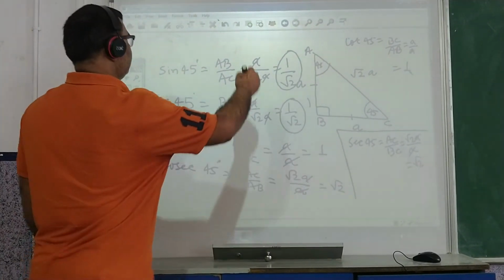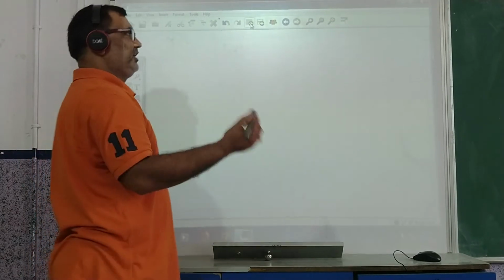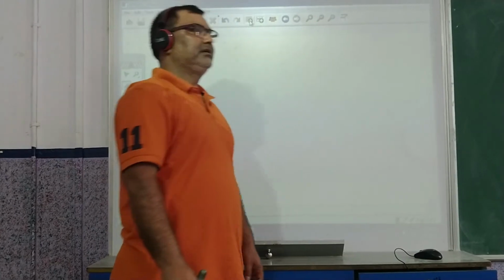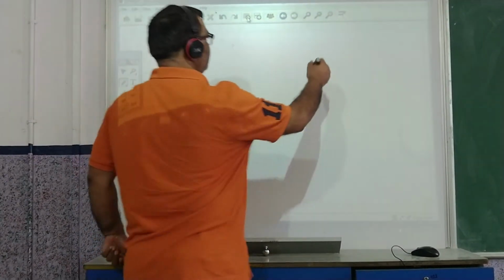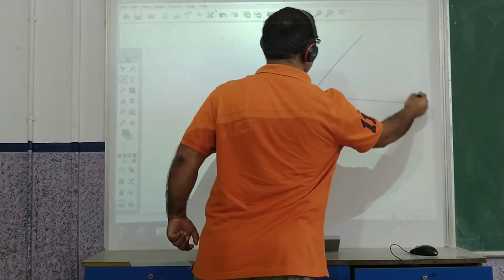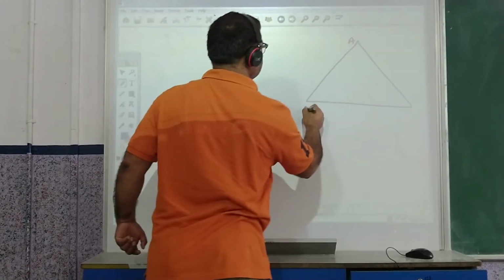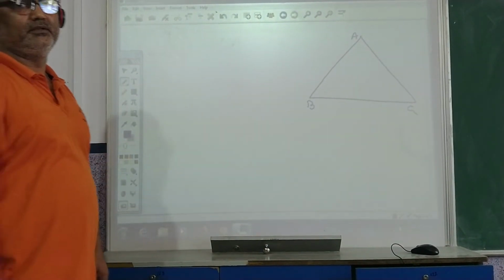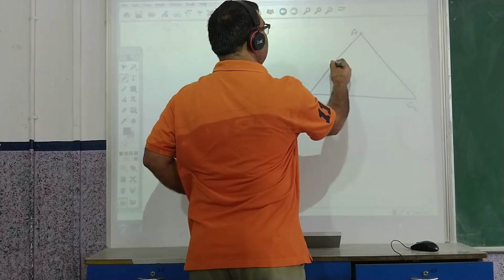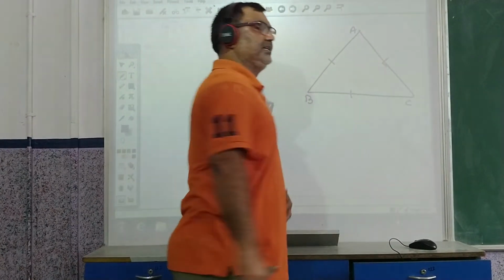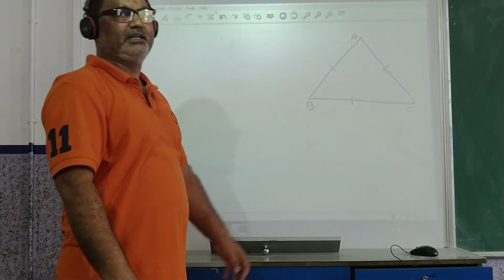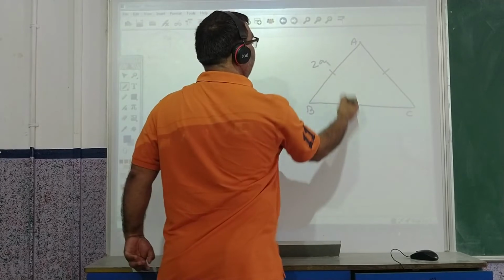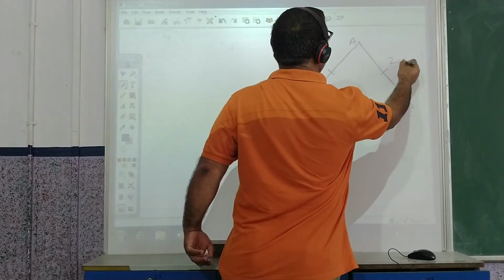Now move to the next, that is 60 and 30. For 30 and 60, we need an equilateral triangle. So let us consider ABC an equilateral triangle. ABC is equilateral, it means all the 3 sides are equal. So let AB be 2A units, BC 2A, AC 2A.